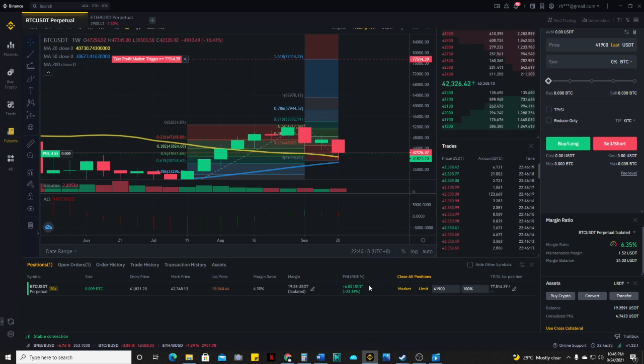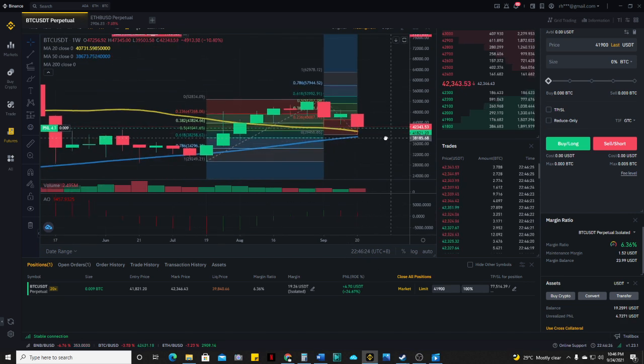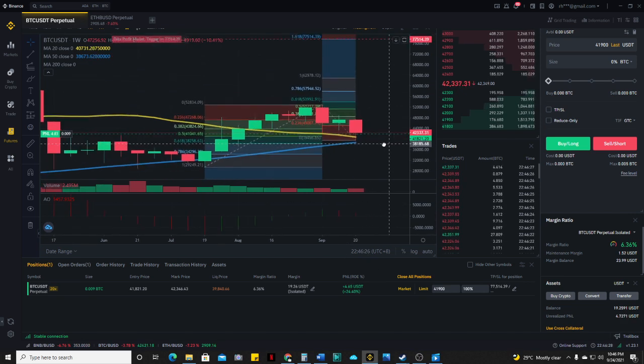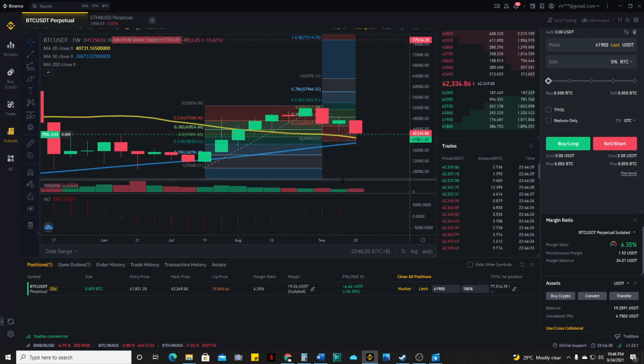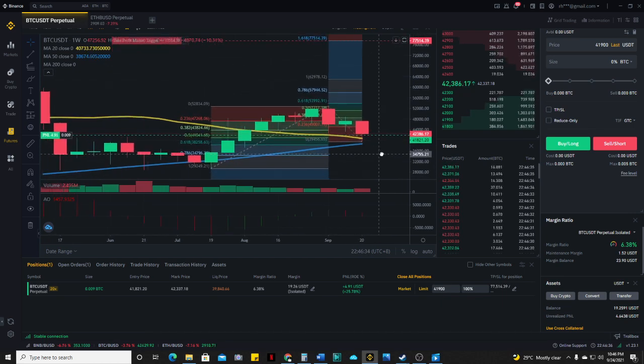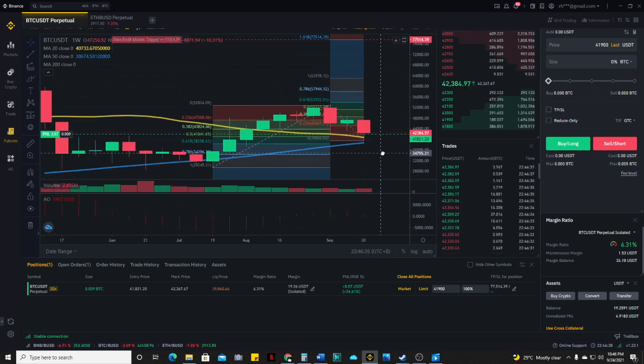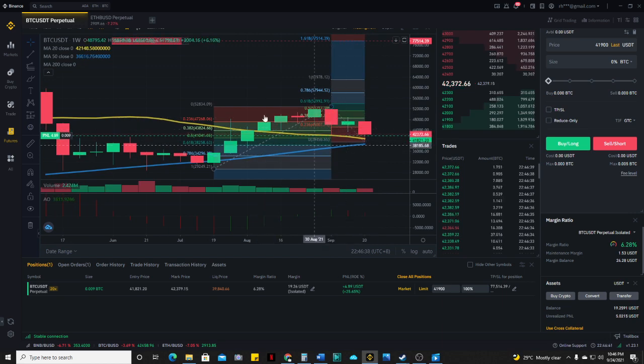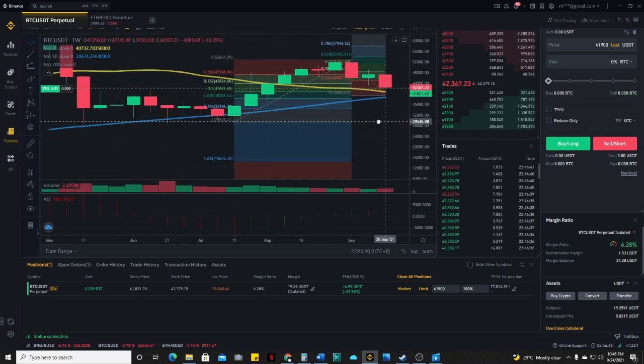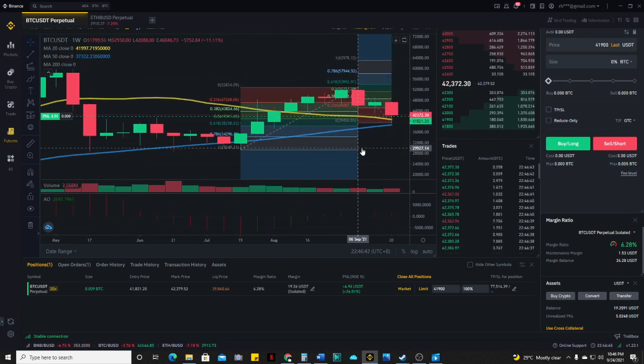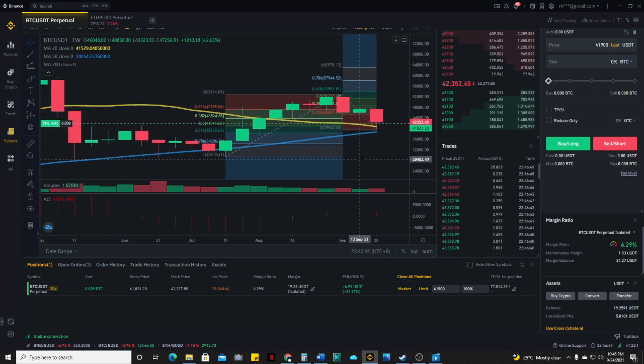Okay, so now I am in my new trade. I am now using Fibonacci. If you don't know how to use Fibonacci, this is the Fibonacci, this colorful one. So how to use Fibonacci? Let me delete it first.